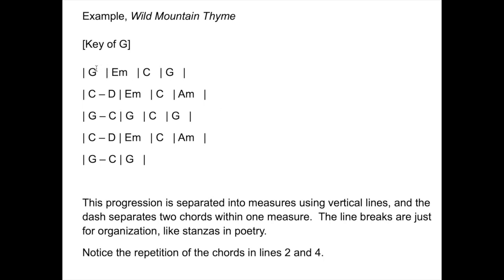I just use these vertical lines to show measures. So this dash is between 2 chords in one measure. But yeah, we have 3 major chords, G, C, and D, and we have 2 minor chords, E minor and A minor. I think it's a rather nice classic song.